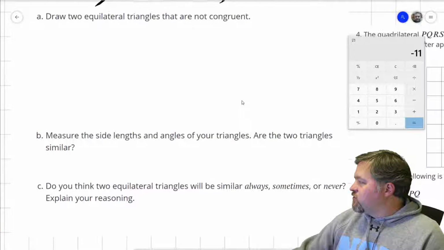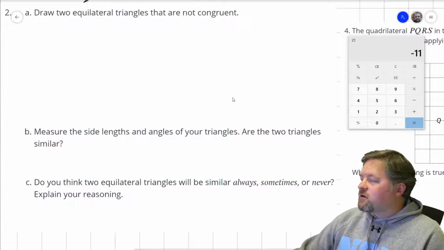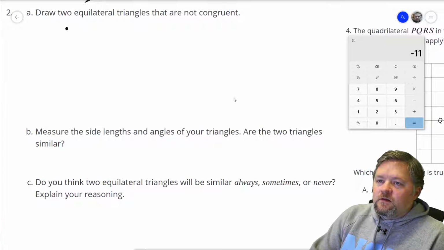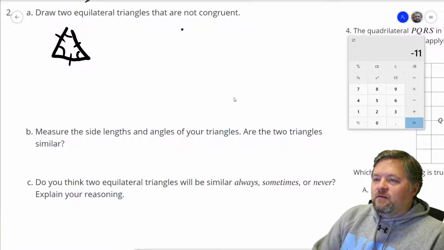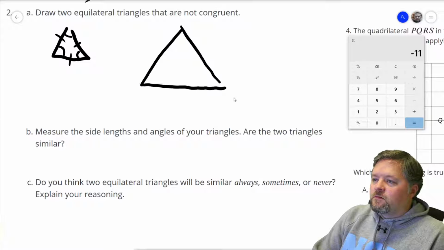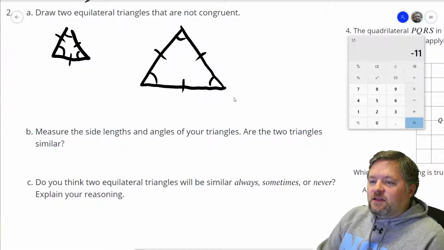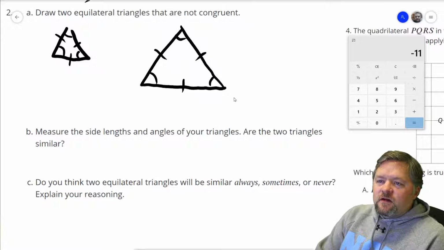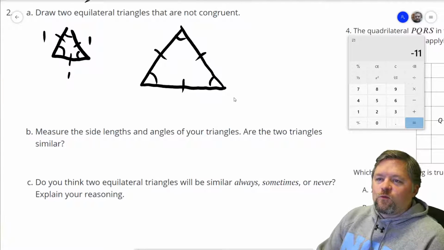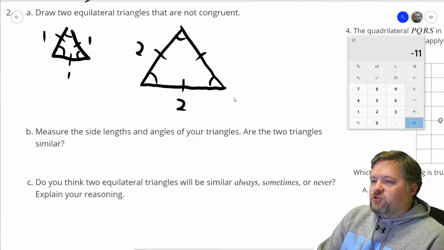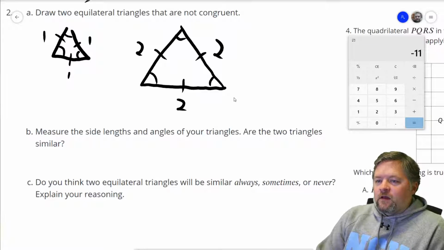Next question over here says draw two equilateral triangles that are not congruent. We're going to call those angles the same, those sides congruent, and now I'll do another one. I'm going to say those angles are all congruent to each other. These sides are all congruent to each other. Measure the side lengths and angles. Are the two triangles similar? Well, I'll do it simple and say that each one of those is 1 inch long. Each of those is 2 inches long. Are the two triangles similar?